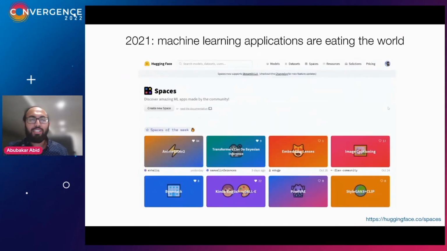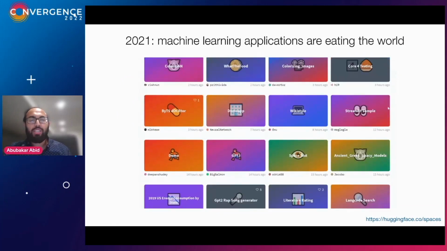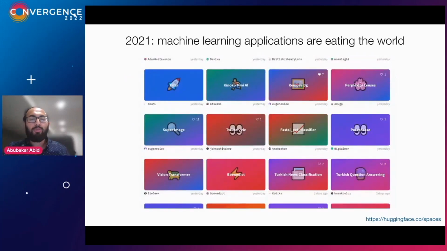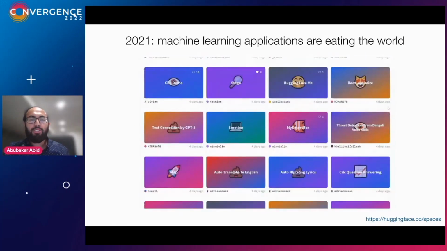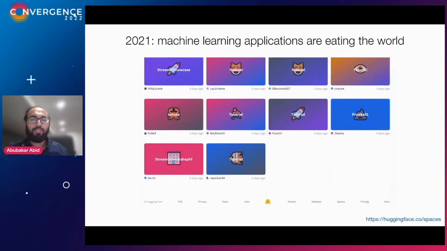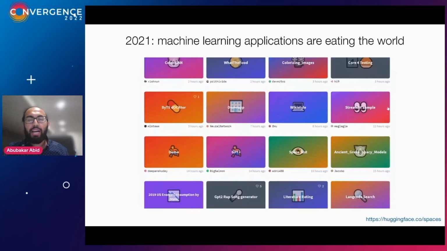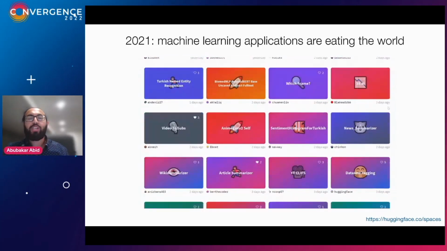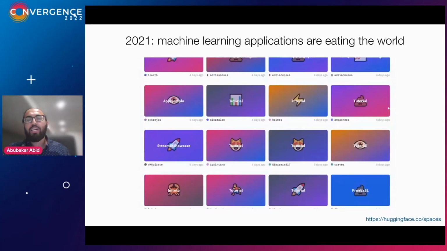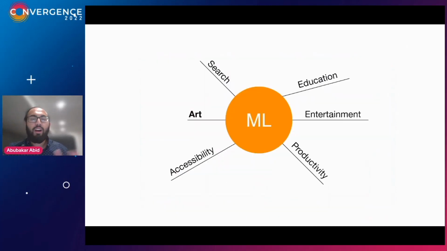This over here is Hugging Face Spaces, which is a kind of repository for machine learning applications. You'll see hundreds of machine learning applications. All of the ones that I'm showing were built in the span of just a few days. These applications cover a lot of different use cases, like art, search, education, entertainment, productivity, and even accessibility.